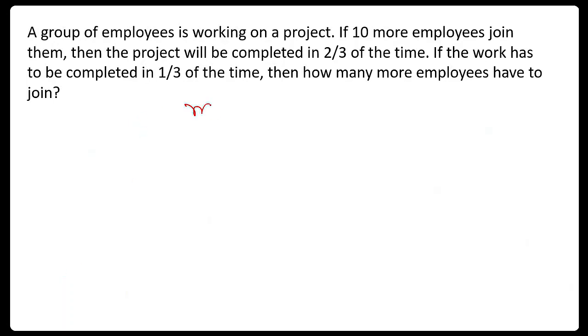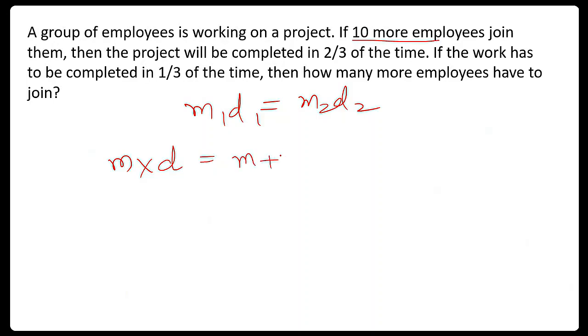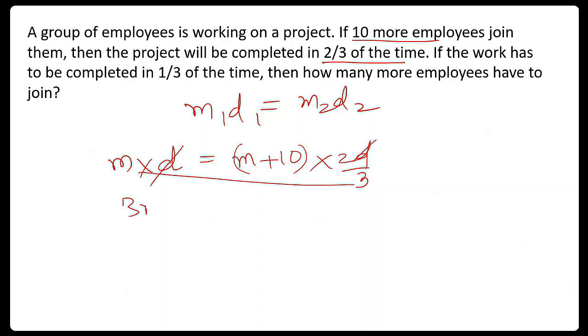Okay. So we can use the M1 D1 is equal to M2 D2 concept here. We do not know how many employees were there initially. Let it be M, and let us assume that they finish the work in D days. If 10 more employees join, that means M plus 10, then they would finish the work in two-thirds of the time, so that is 2D by 3. If I simplify, the D's get cancelled. On cross multiplication, 3M is equal to 2 into M plus 10, so 3M equals 2M plus 20. Then I got M is equal to 20, if I'm not wrong.